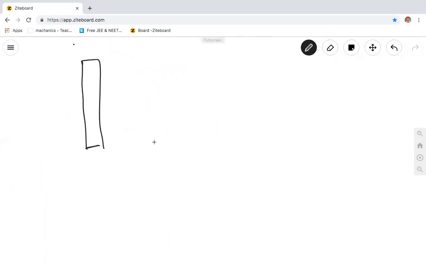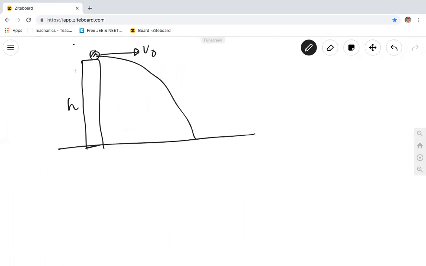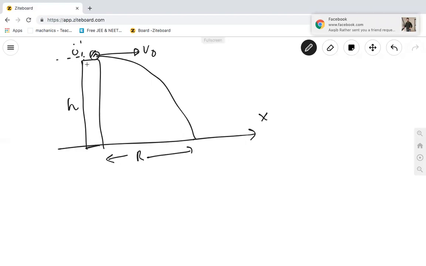This is a tower, and this is an object thrown horizontally with a velocity v0, and it falls down like this. It is h, and the origin is here, and suppose this is what you call the range, or this is x. Now can you tell me what is the displacement when the particle hits the ground? Is this the displacement, this path? No. This is the displacement. It will become a right angle triangle, right? This is the displacement.